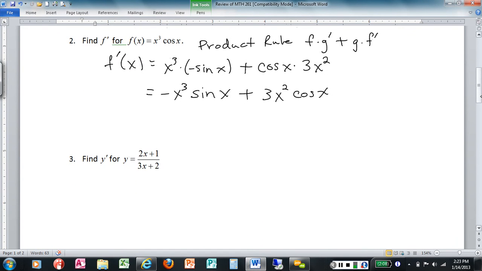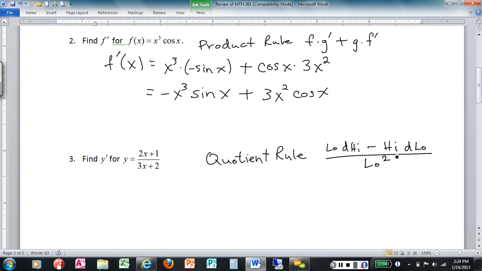Well, what about number 3? That's our old friend quotient rule. And the way I like to remember that, or it helps me anyway, is low d high minus high d low over low squared. Low d high minus high d low over low squared. Is my little abbreviation for that.